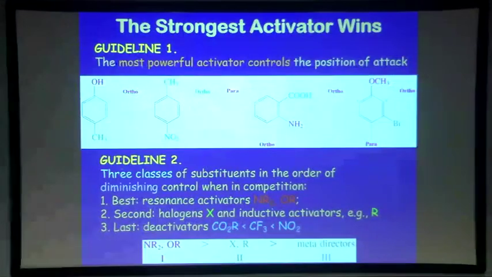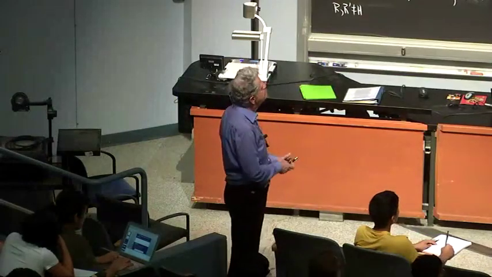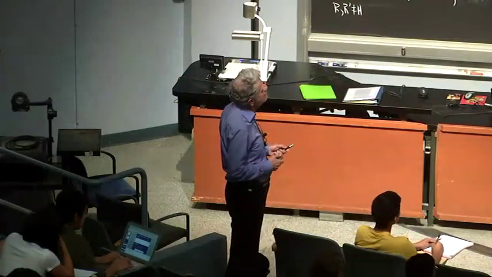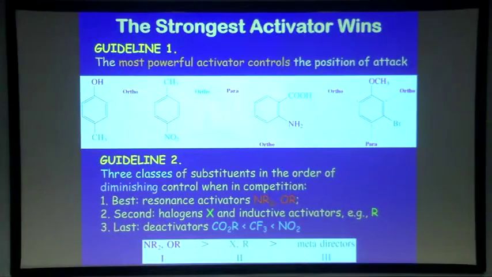So here's the generalization of guideline 1 into classes. With 3 classes of substituents, the strong activators, basically nitrogen and oxygen. Okay? Then we have the medium guys that are either weak activators or weak deactivators, and that includes the halogens and the alkyl groups. So that's class 2. And then we have the last class that are the strong deactivators. So the first two are all ortho-para directors, whereas the last one is clearly meta director.